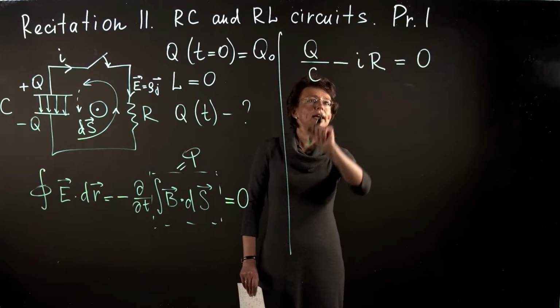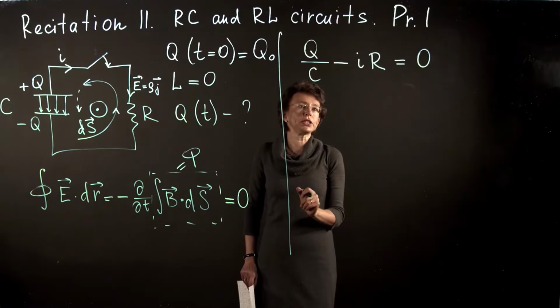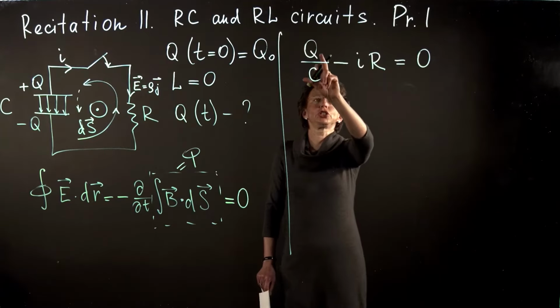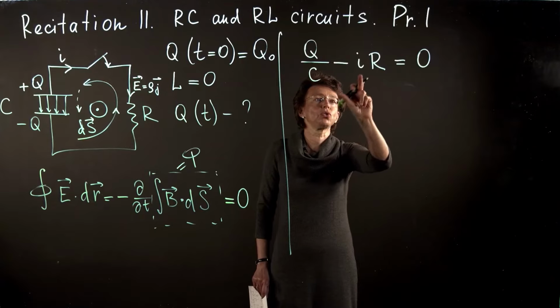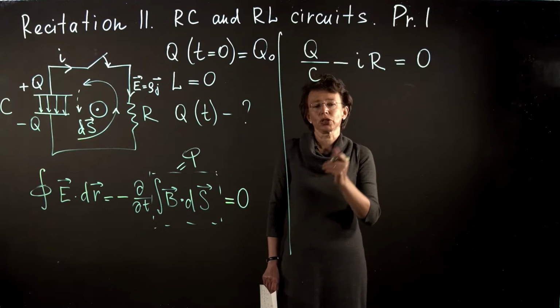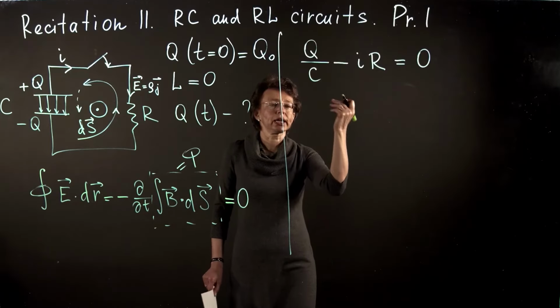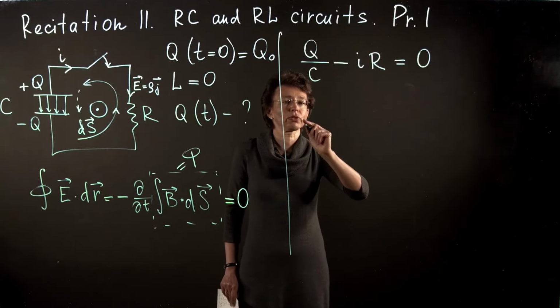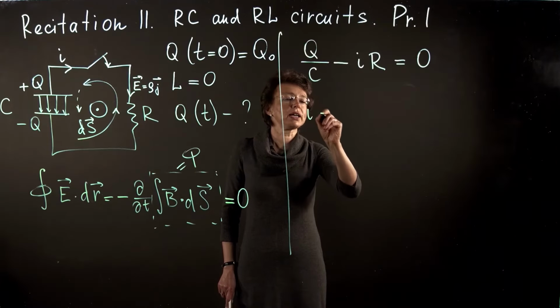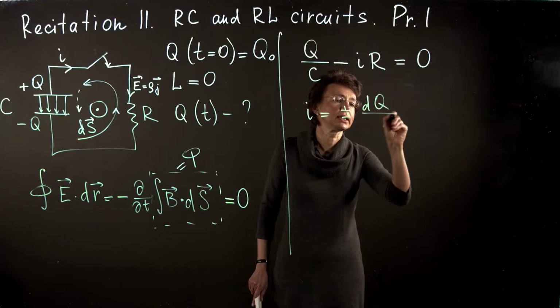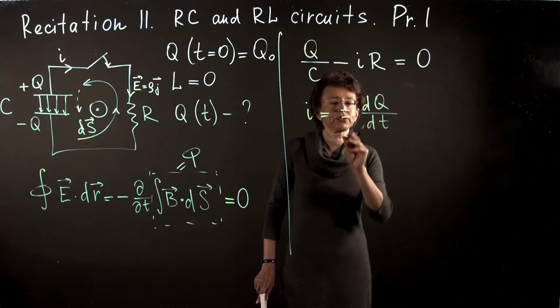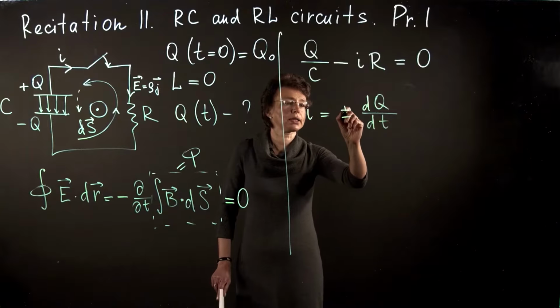Okay, do we like this equation? No, we don't, because we have one equation and two unknowns. We don't know Q and we don't know the current. So we need to relate the current and the charge on the plates of the capacitor. Current by definition is plus or minus dq dt. Let's find out, what do we choose, plus or minus?